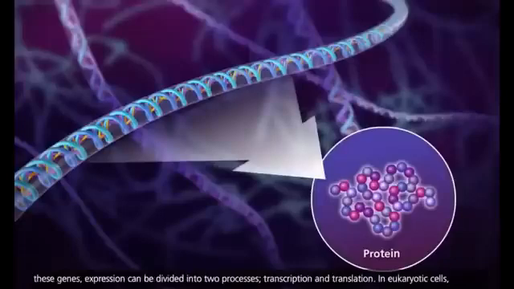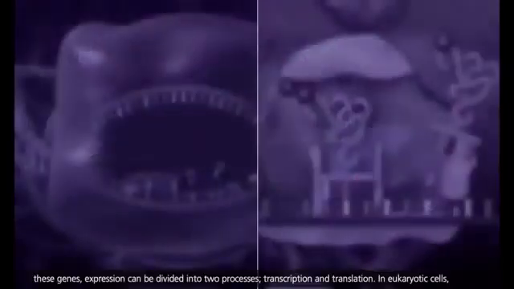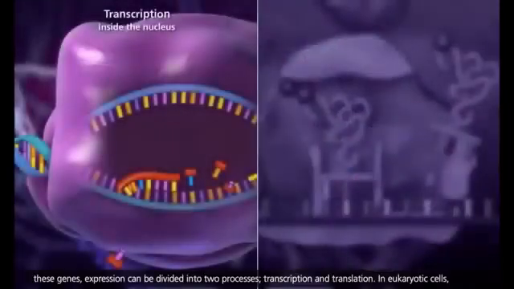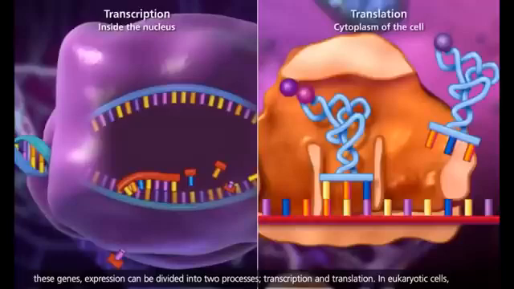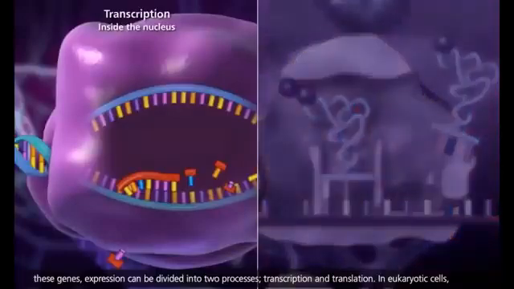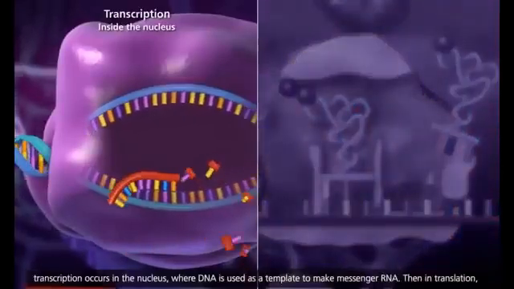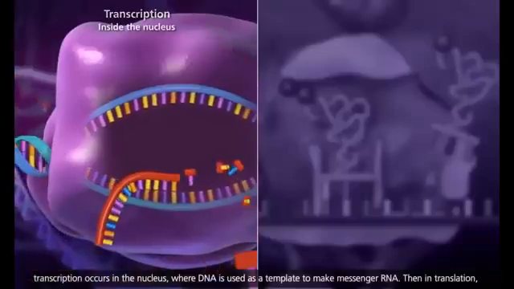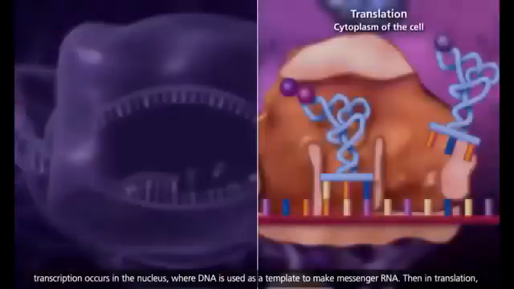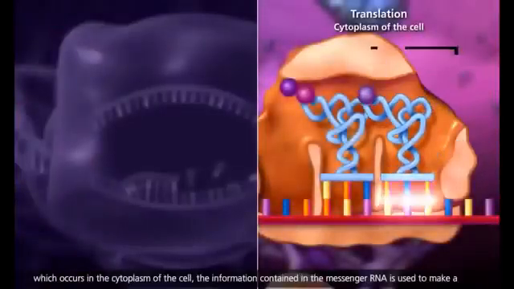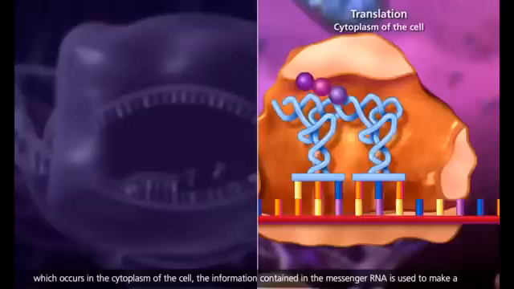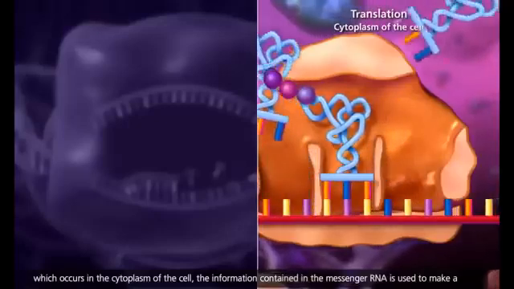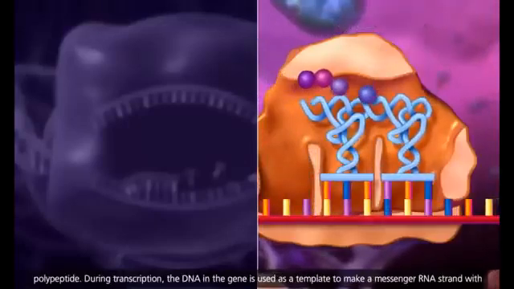For these genes, expression can be divided into two processes, transcription and translation. In eukaryotic cells, transcription occurs in the nucleus, where DNA is used as a template to make messenger RNA. Then in translation, which occurs in the cytoplasm of the cell, the information contained in the messenger RNA is used to make a polypeptide.